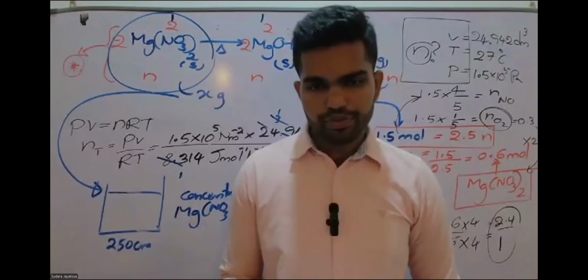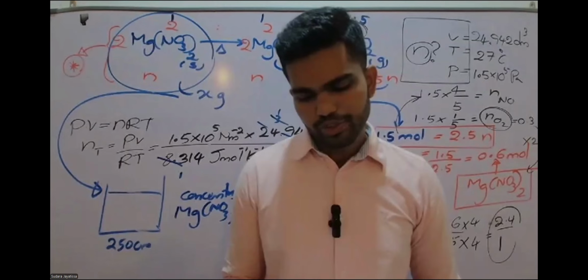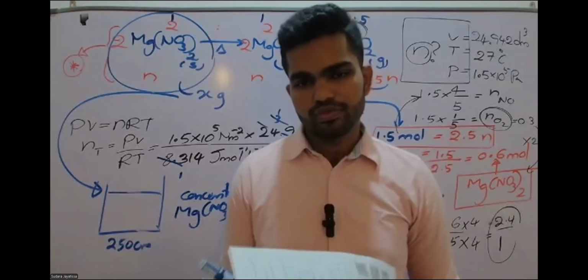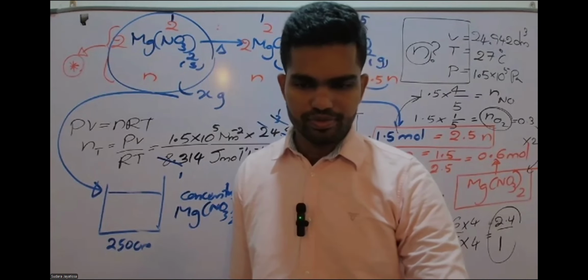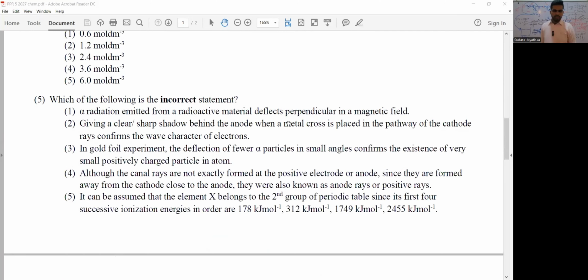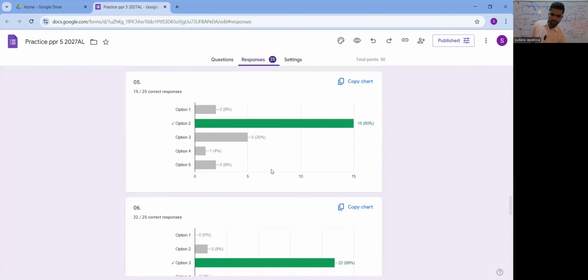Now we have a set of statement questions from unit 1. It's not that difficult. We will see those questions as well. Right. Question number 5. It is asking for the incorrect statement. Let's see how many of you got the correct answer. Yeah, 15 of you got the correct answer, but 10 of you have missed it. So some of you have selected answer 3 also. We'll see why that is.